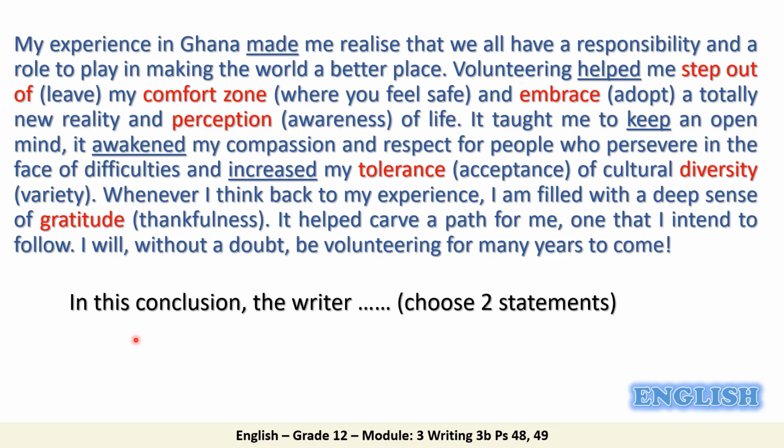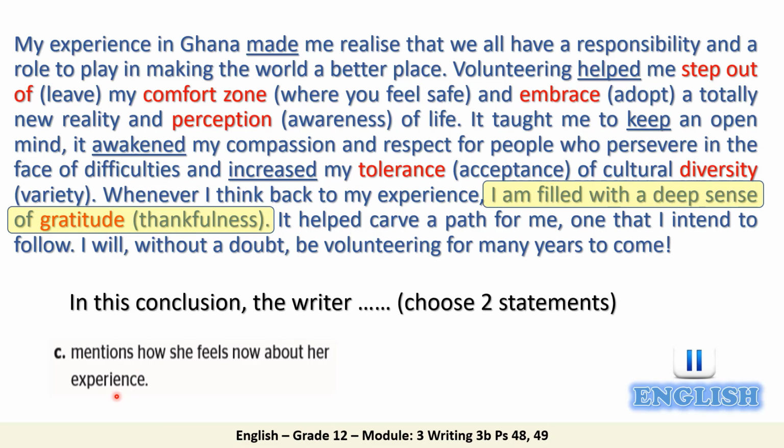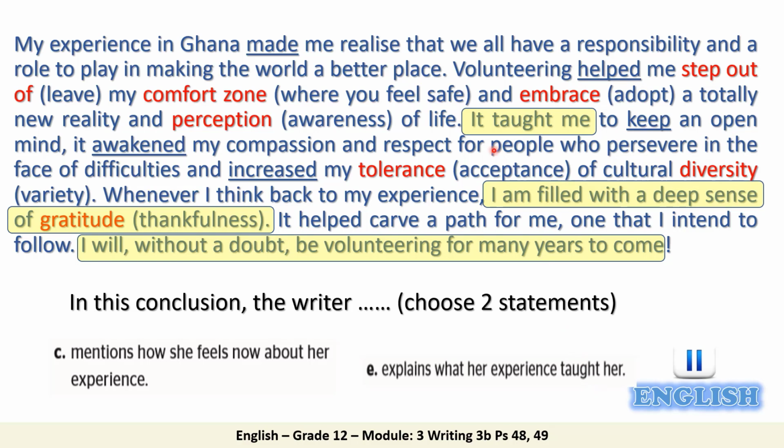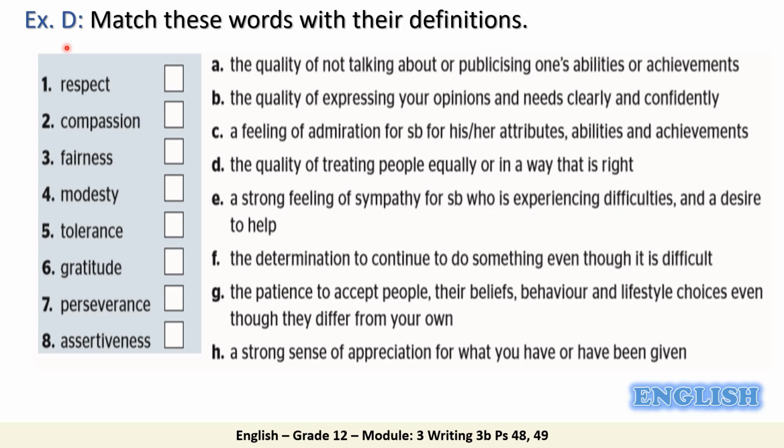Now the main question in this conclusion: what did the writer express? Choose 2. Pause for 10 seconds again. Right. The writer mentions how she feels now about her experience. What else? Exactly, she explains what her experience taught her, which is very clear, right? As for exercise D, please use your dictionary to match these words with their definitions. Pause here for 5 minutes, and once you have finished, please take this feedback.